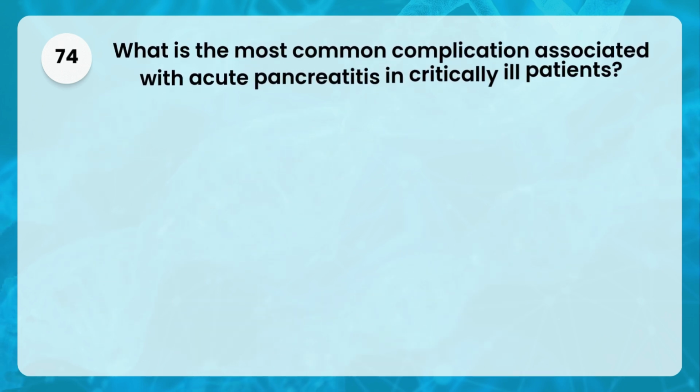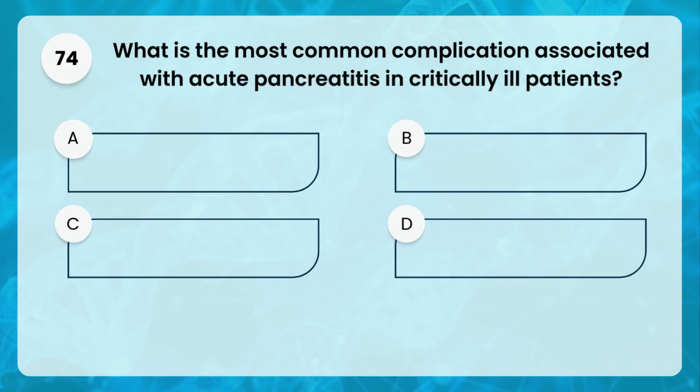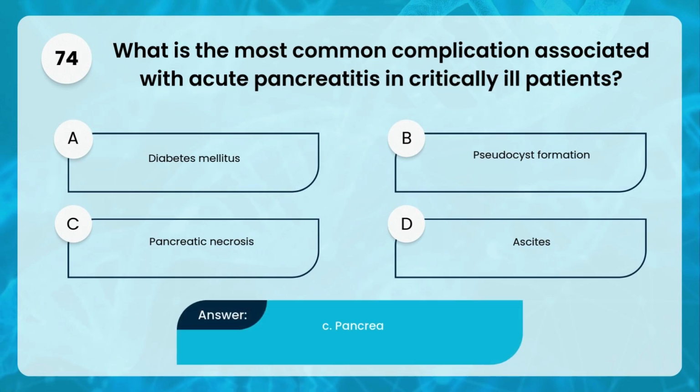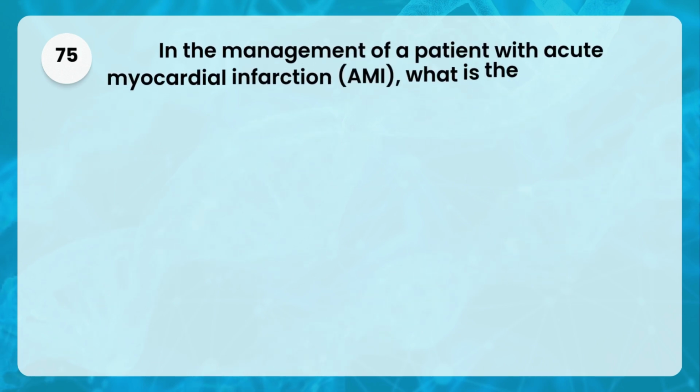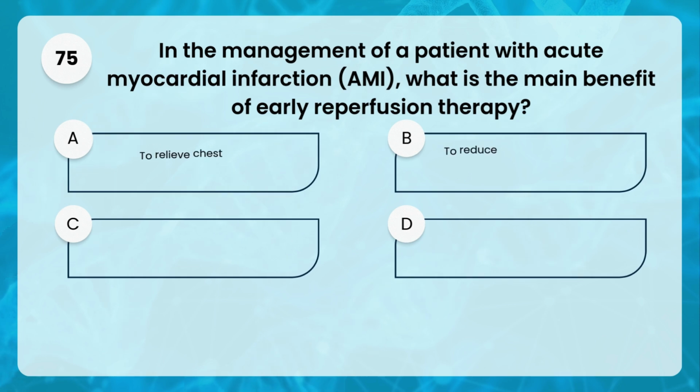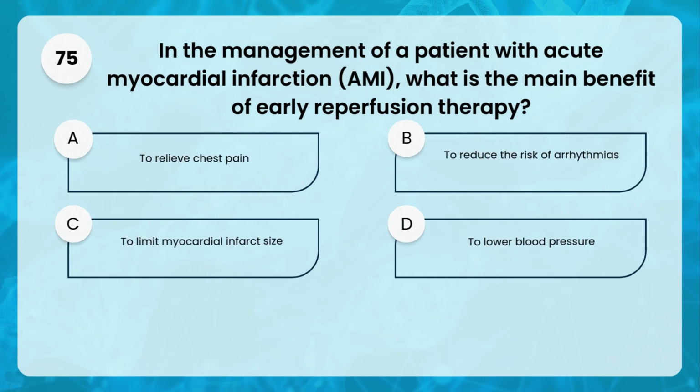74. What is the most common complication associated with acute pancreatitis in critically ill patients? A. Diabetes mellitus. B. Pseudocyst formation. C. Pancreatic necrosis. Or D. Ascites. The answer is C. Pancreatic necrosis.